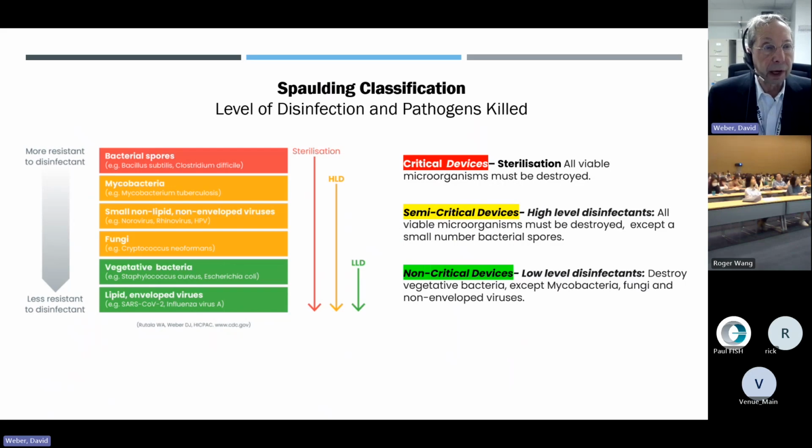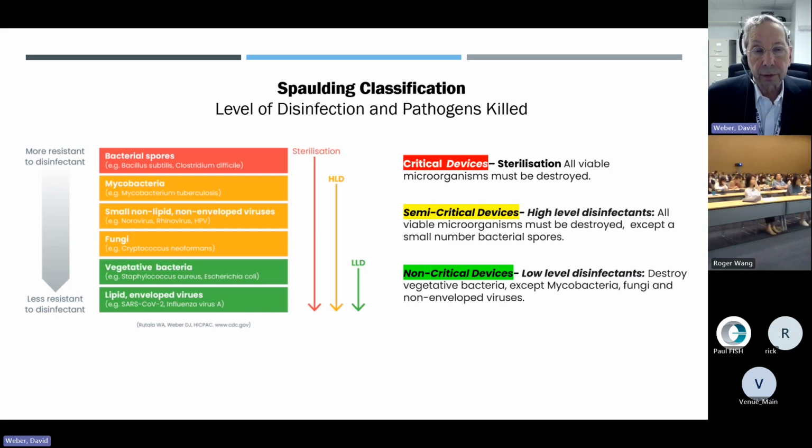So the Spaulding classification has now been used for decades, and it forms the basis for our guidelines for sterilization and disinfection. Basically, Dr. Spaulding believed the type of sterilization or disinfection that a reused medical device should undergo depends on the use of that device. Critical devices are devices that enter body cavities, such as surgical instruments. For these, all viable microorganisms must be destroyed, and they should be sterilized.